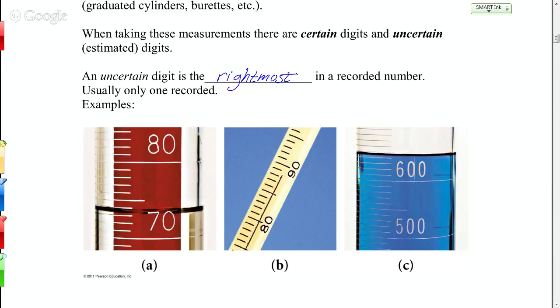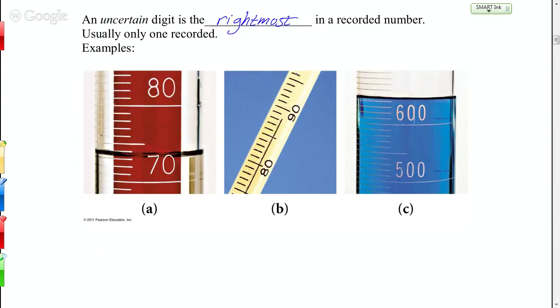For instance, I would say that that is between 70 and 80. Do you think anyone would disagree with me that that's between 70 and 80? No, it's clearly shown that here's a line for 70, here's a line for 80, and our liquid line is somewhere in the middle. There's not really much controversy there. So we might write down a 7 as our first certain digit. We know that that number is going to start with 7.